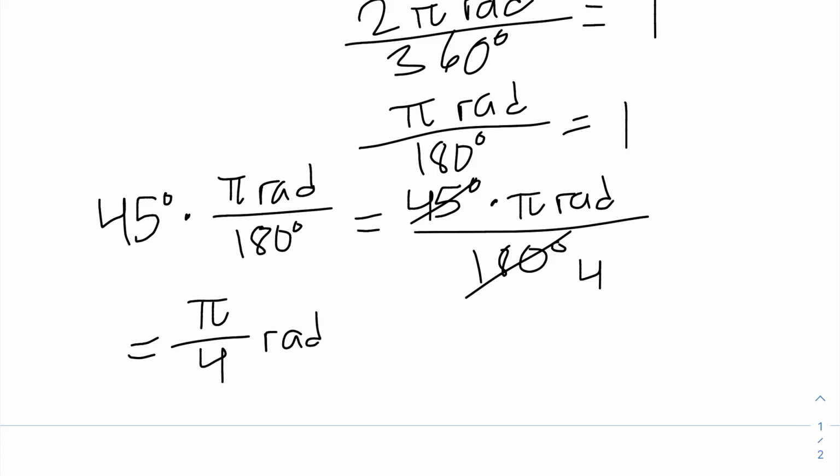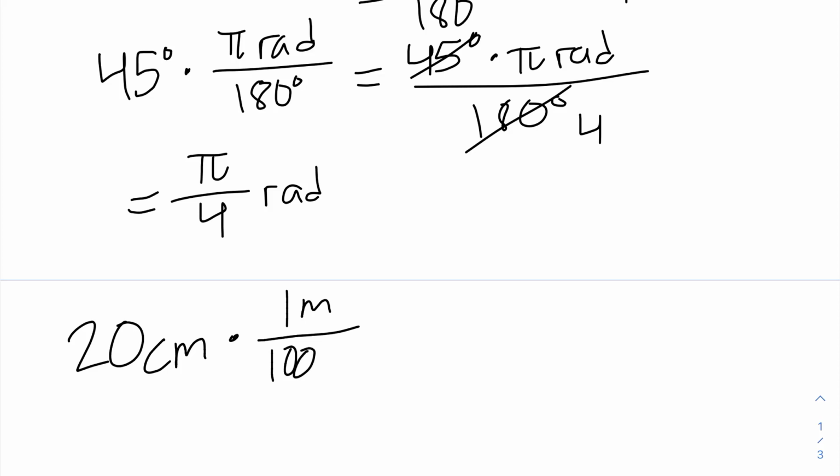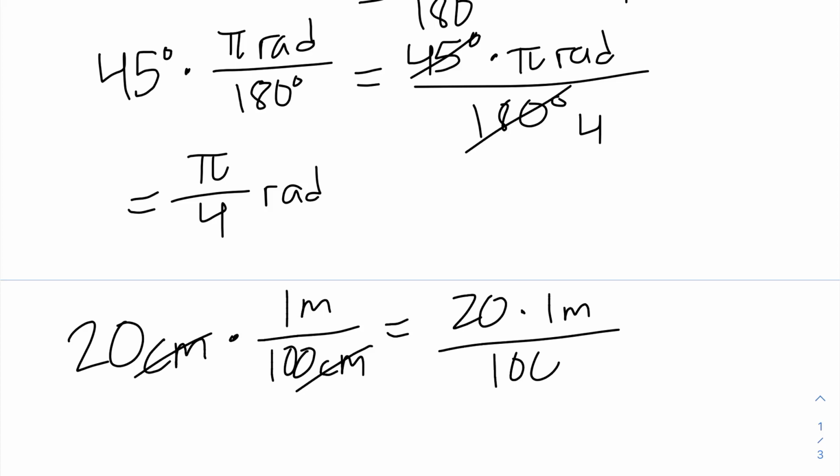This process is similar to what we do with meters and centimeters. If we want to convert something like 20 centimeters into meters, we'd multiply by 1 meter over 100 centimeters. 1 meter is equal to 100 centimeters, so this right here is 1, which means our value isn't changing. But we still end up with meters as our answer, because the centimeters cancel out. We end up with 20 times 1 meter over 100. We get a 5 in the denominator. So we find that 20 centimeters is equal to 1/5 of a meter.